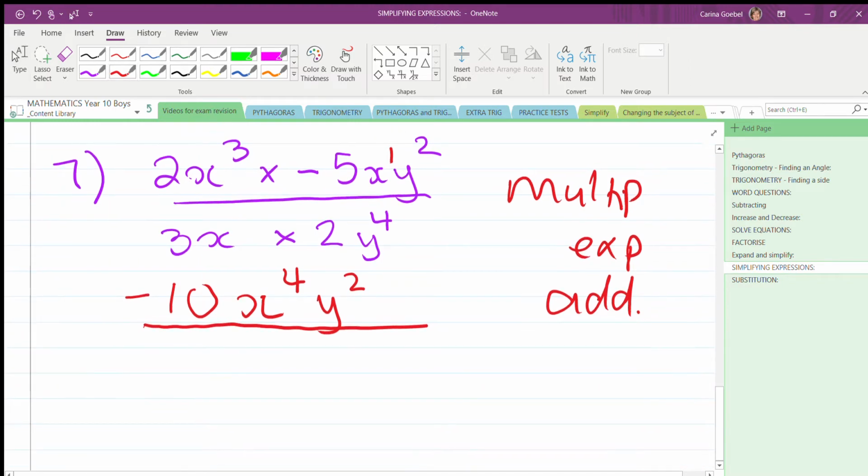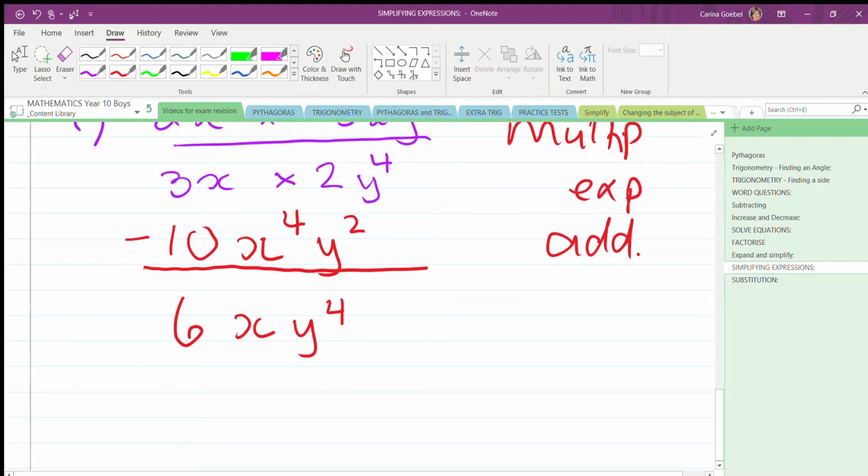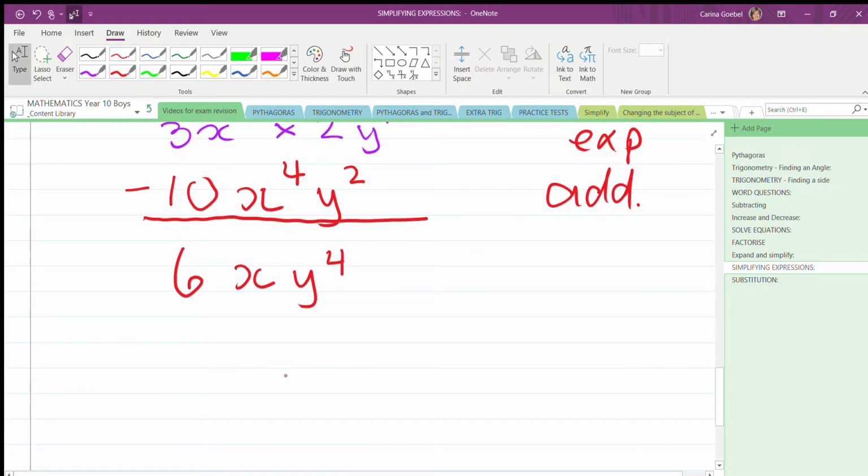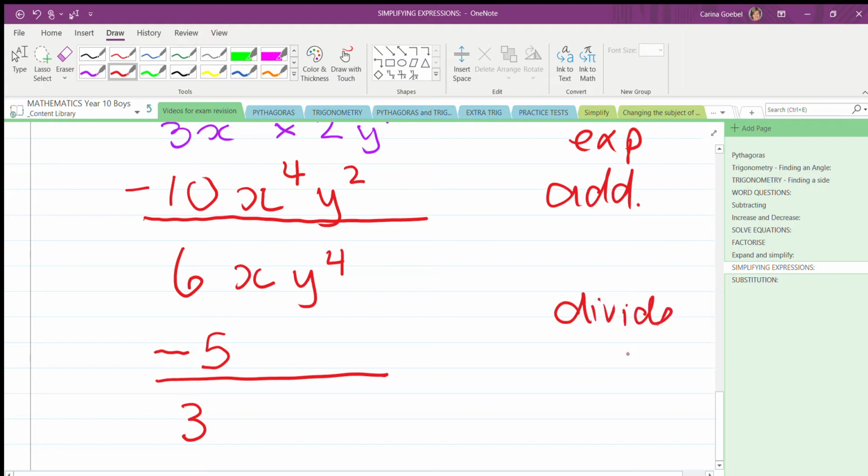Looking at the denominator, 3 times 2 is 6. There is no other x. There is no other y, so we leave it at that. Last step is to simplify this. Again, put your line down. What number can divide into both 6 and 10, which is 2? So 2 goes into 6 3 times. 2 goes into 10 5 times. But don't forget about the minus up front there. So that's minus 5. As we said, when we divide our exponents, we are going to be subtracting them.